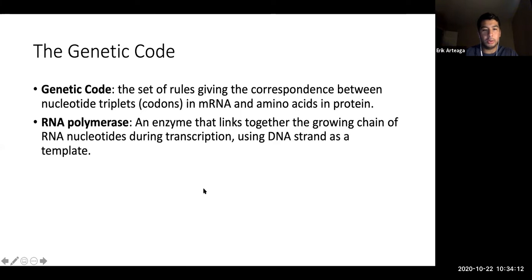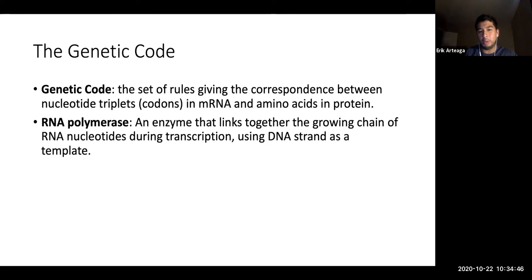All right, genetic code. So, the set of rules giving the correspondence between nucleotide triplets, codons, in mRNA, and the amino acids in proteins. Again, you have those tRNA molecules that are going to be adding those different amino acids during elongation at the ribosome. The mRNA comes in, binds to that ribosome, and then the tRNA is going to recognize those different triplets, or codons. That's important, because it's going to allow for the elongation of that polypeptide strand.